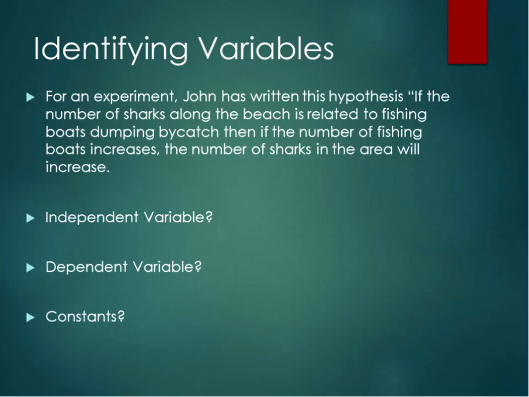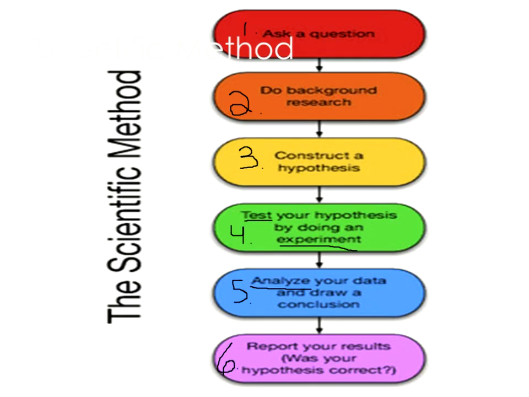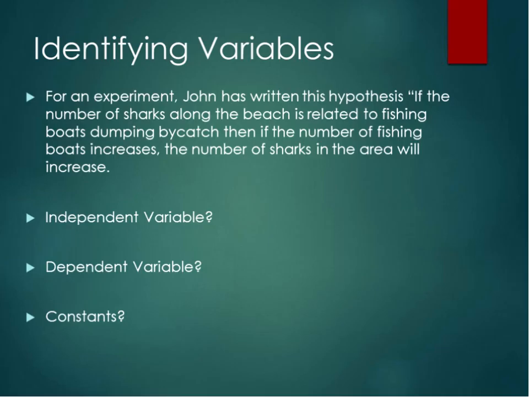All right, so those were those 2, science, pseudoscience, and also the scientific method. Then you need to know about variables. So this is everybody's part of their participation. I want you to tell me the independent variable, the dependent variable, and at least one or two constants.